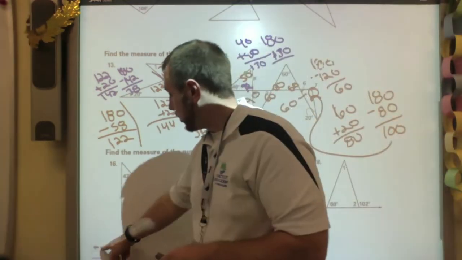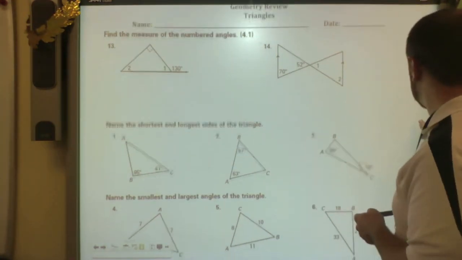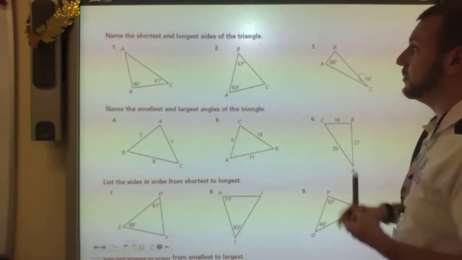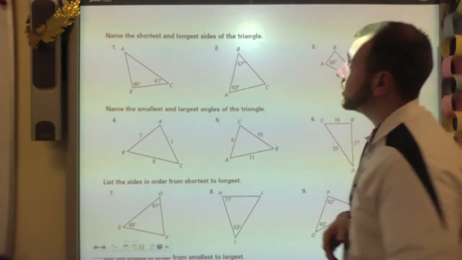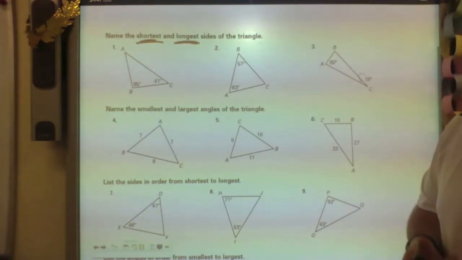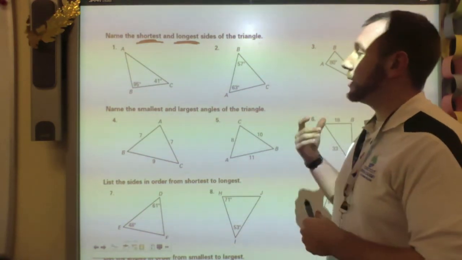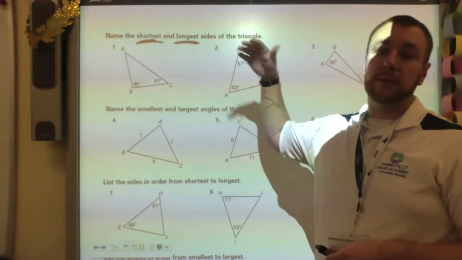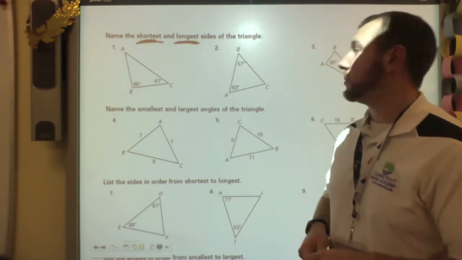The next section is all about ranking the sides from longest to shortest or shortest to longest. In this case, it's shortest to longest. Okay? So the trick is you gotta find all the angles. Because the largest side is always across from the largest angle. The smallest side is always across from the smallest angle.